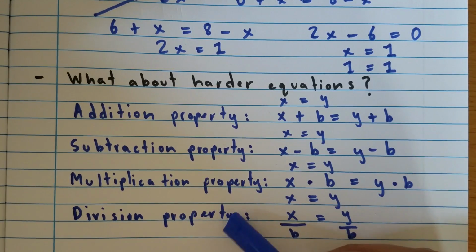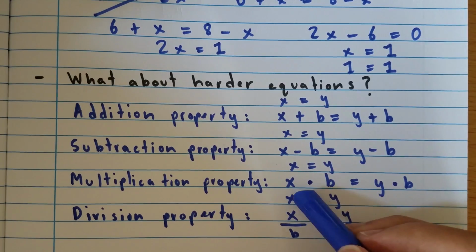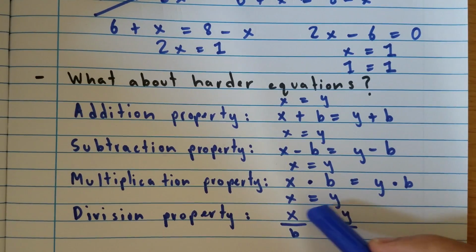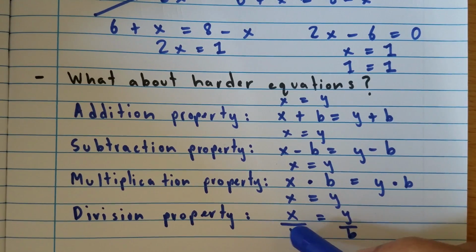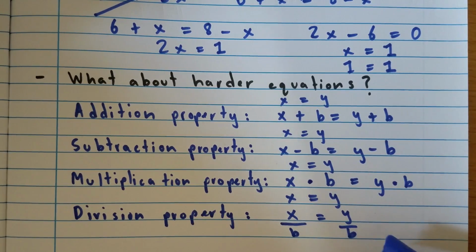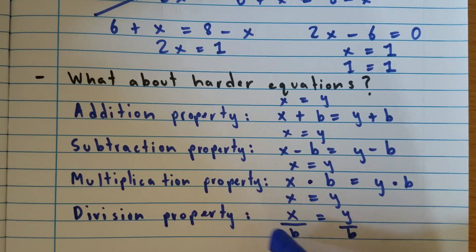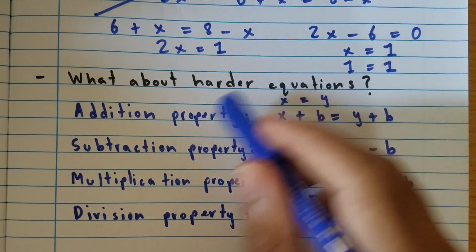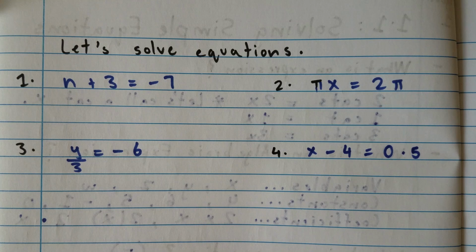So, what's the division property? Well, again, you define x equals y, and because of its division, you divide it by b. So x over b equals y over b. And if you multiply each side by b, you end up with the same equation as well. So you know that these properties are all true and they're equal.